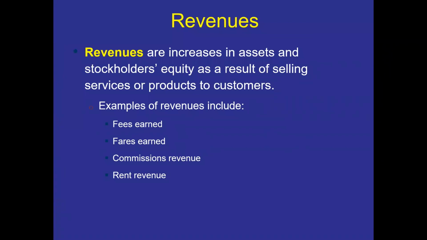Now let's look at revenues. So revenues are increases in assets and stockholders' equity as a result of selling services or products to customers. Some examples of revenues include fees earned, fares earned, commission revenue, and rent revenue. In this class, you will see revenue referred to as fees earned. We'll also work with some rent revenue. And then once we move on to merchandising businesses, you will see sales. All of those are different types of revenues, okay?